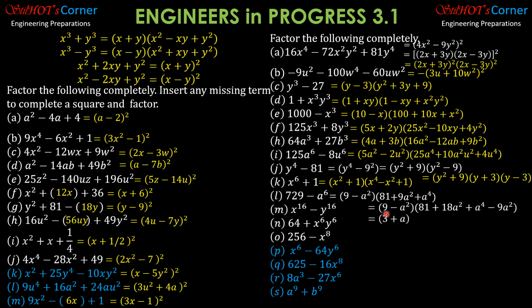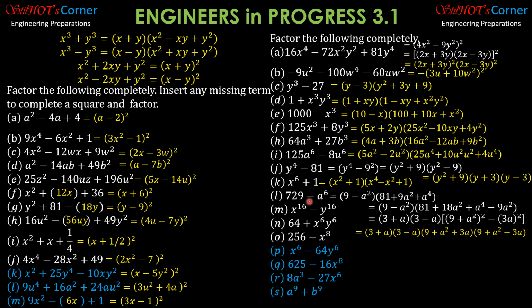So this is (3 + a)(3 − a), then (9 + a²)² minus (3a)². So another difference of two squares. So equals (3 + a)(3 − a), then we have (9 + a² + 3a) times (9 + a² − 3a). So that's the complete factored form. We may also arrange this as a² plus 3a plus 9 and a² minus 3a plus 9, but let's just leave the answer in that manner.